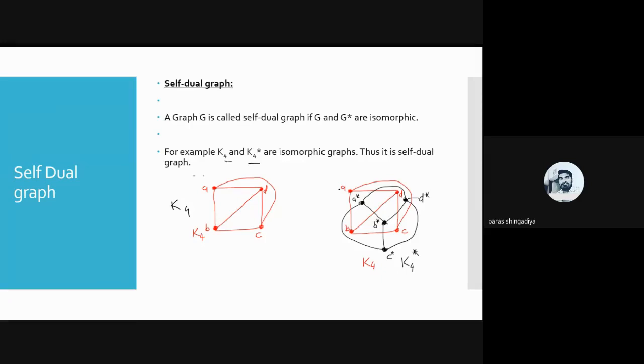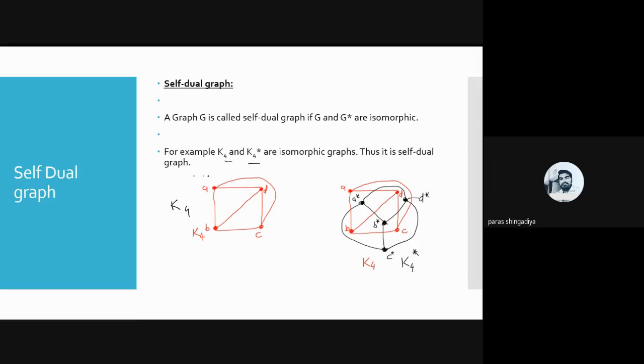Okay, so both contain the same number of vertices and the same number of edges. So now what do we have to check? The one-to-one correspondence. So the degree of each vertex of K4 should exist in K4 star. Okay, meaning its image should exist in the dual graph.